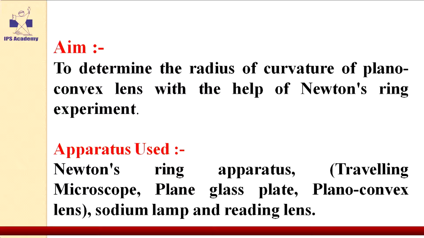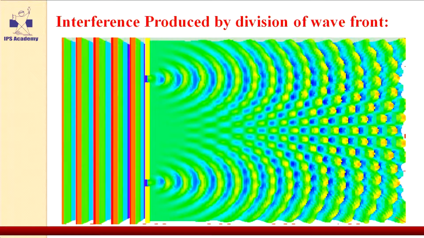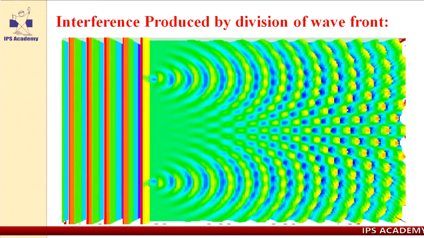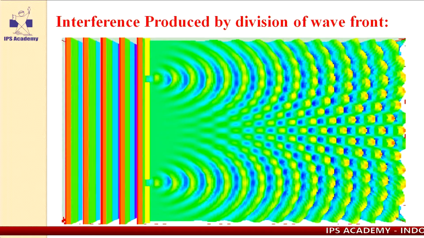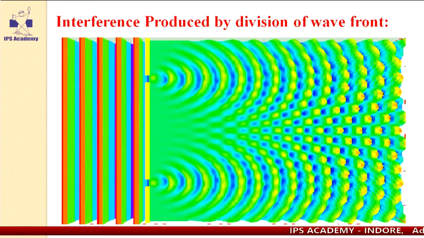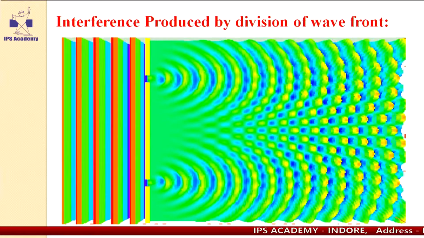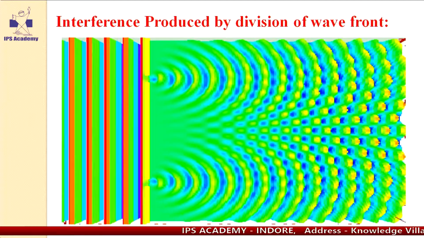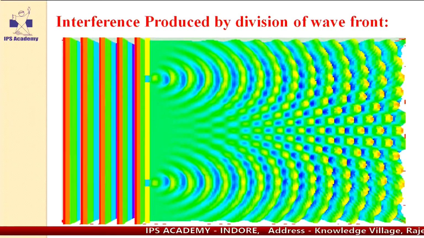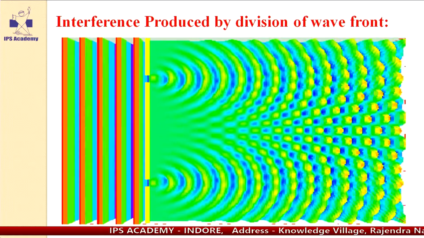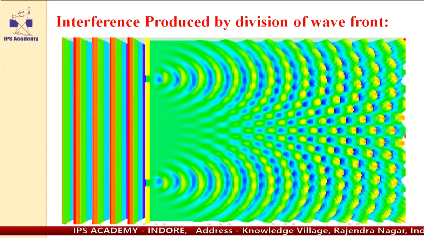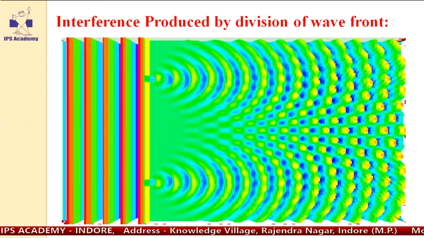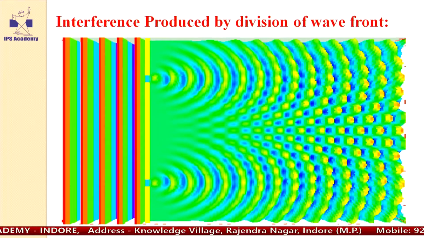So in the next slide I am going to show you the interference produced by division of wavefront. In this animation you can see there are two coherent sources and the light is coming and it is divided into parts, and the wavefronts are divided because of these two sources, and further as the light moves they will superpose with each other, and on the screen you can observe the constructive and destructive interference, or we can say dark and bright fringes. You can easily observe this in the animation.